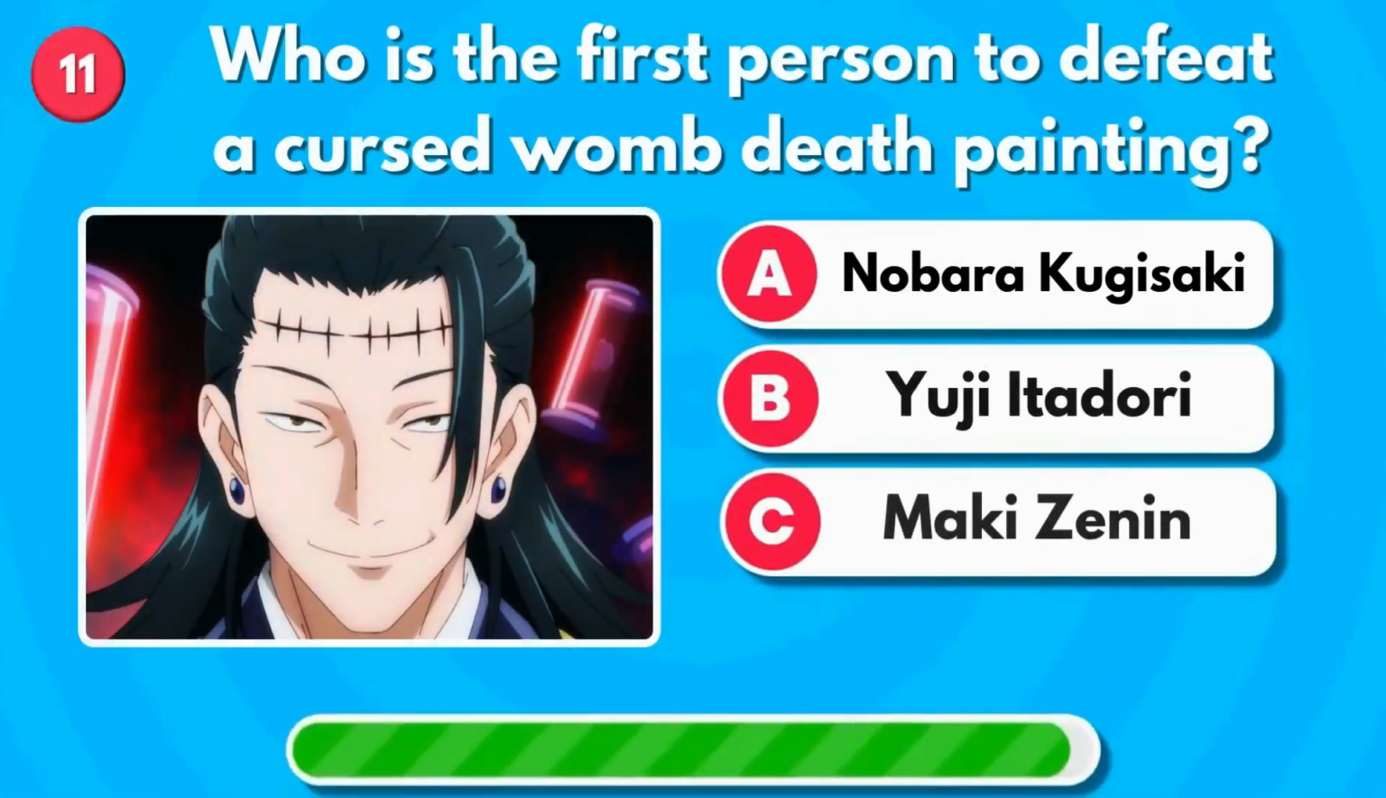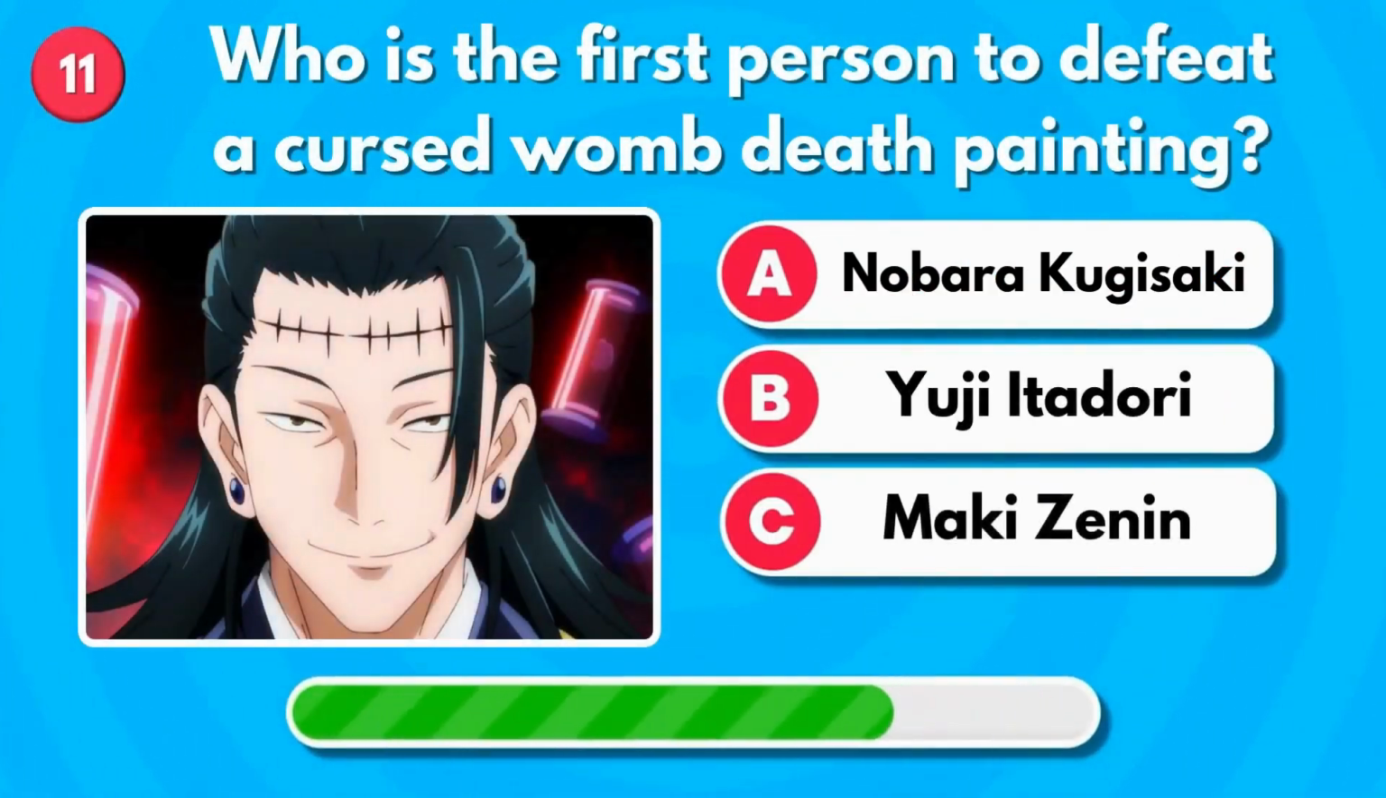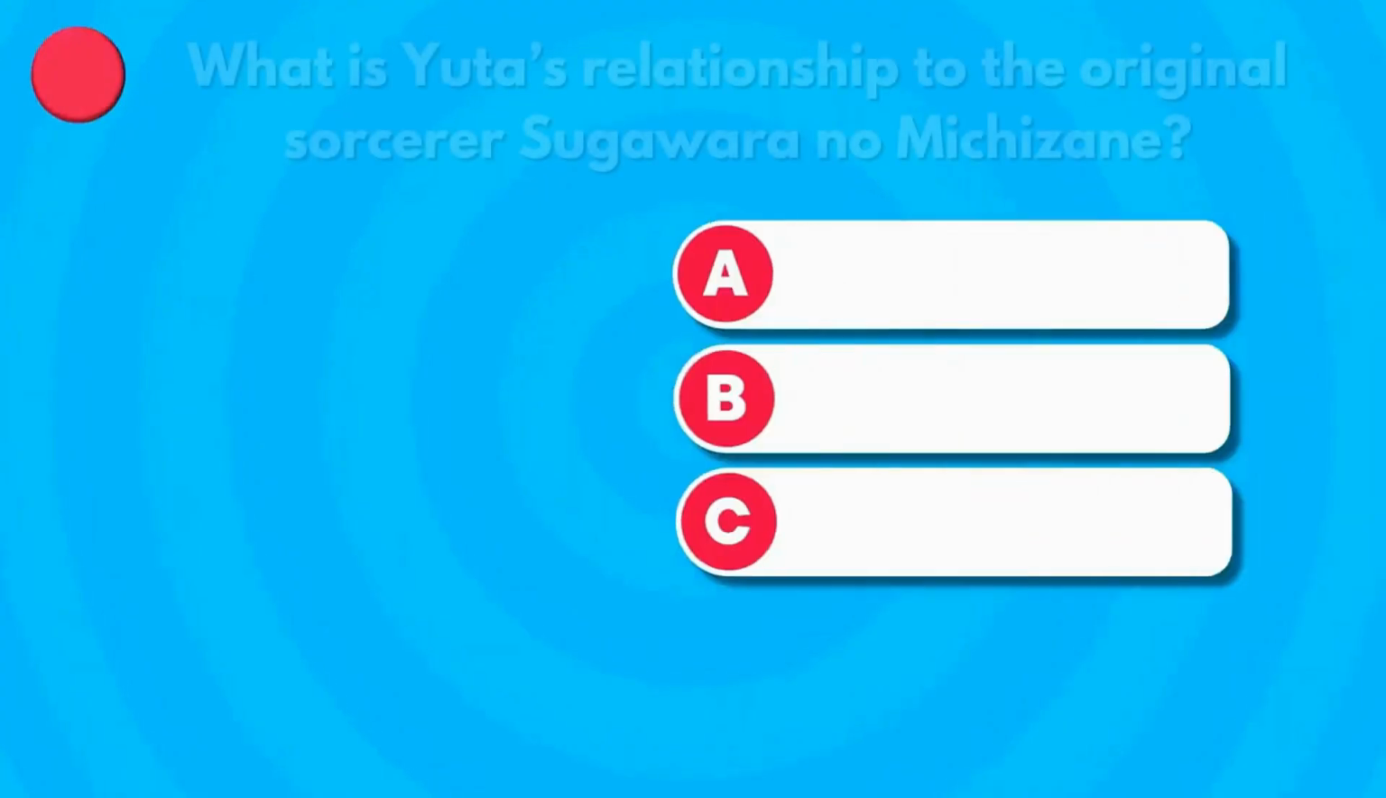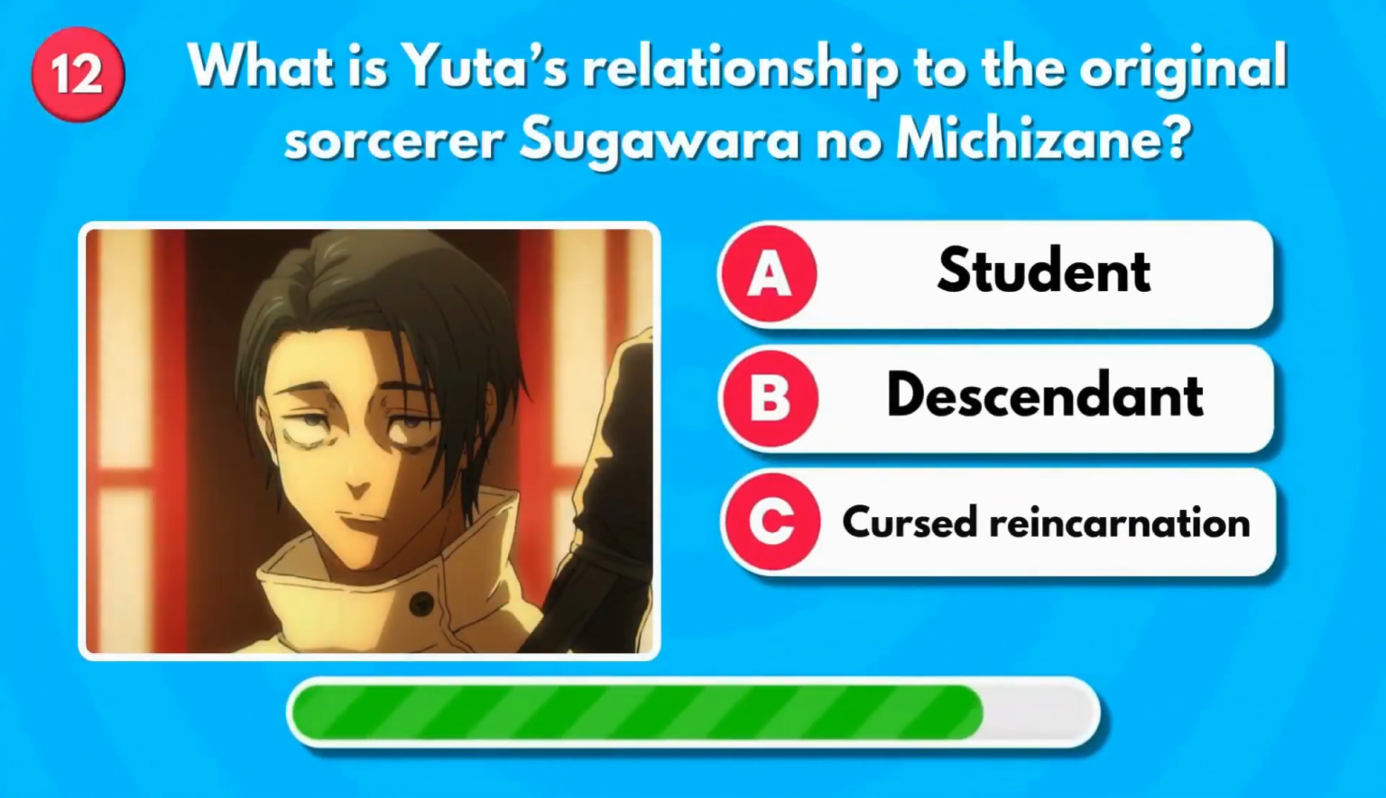Who is the first person to defeat a cursed womb death painting? Nobara Kugisaki. What is Yuta's relationship to the original sorcerer Sugawara no Michizane? Descendant.